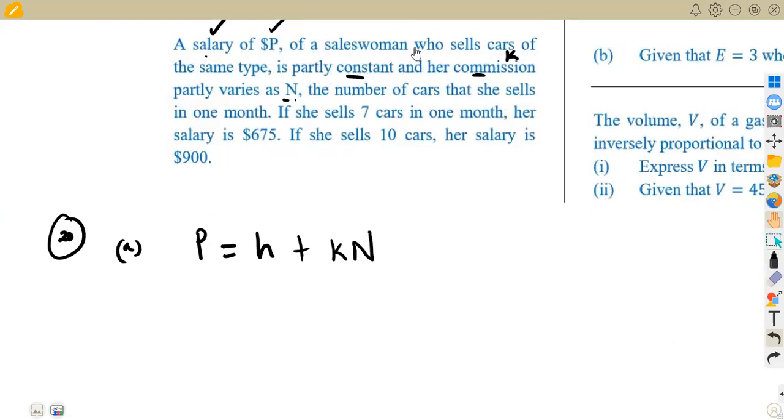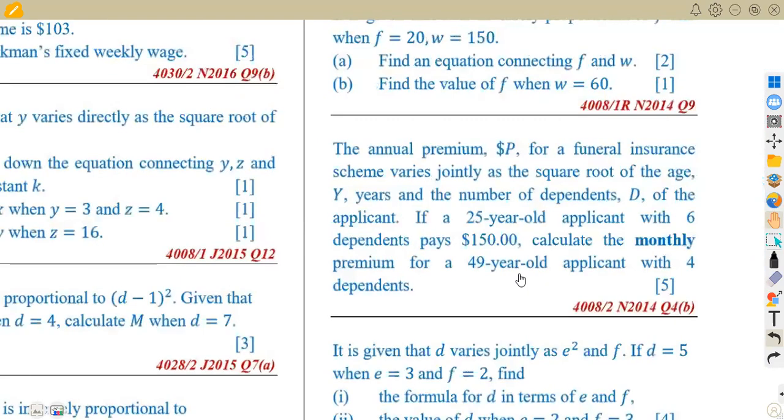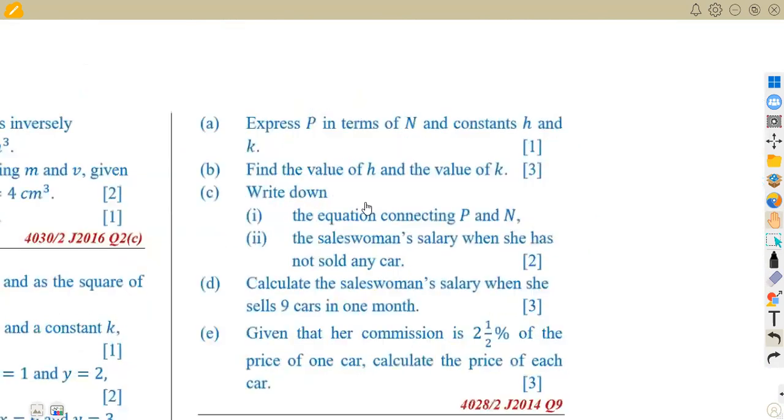It's just a constant. We do not know what it is. On this part we do not know this constant, but here we know this other constant, this K. We know that one because they said the commission partly varies as N. Which commission are we talking about? The constant. So that is where you are asked to express P in terms of N and the constants H and K. So that is the first item.